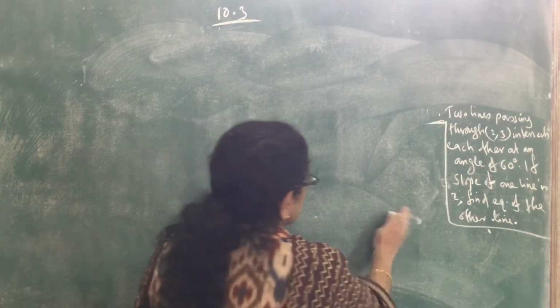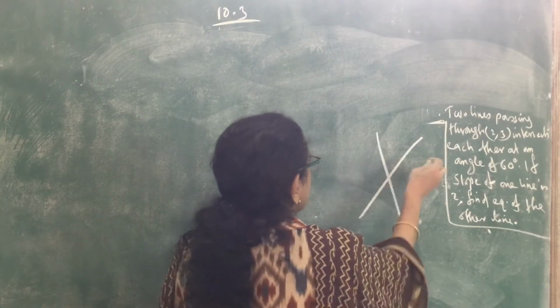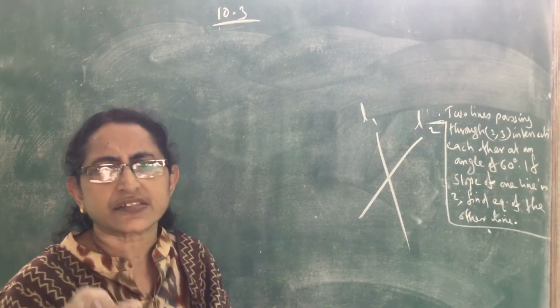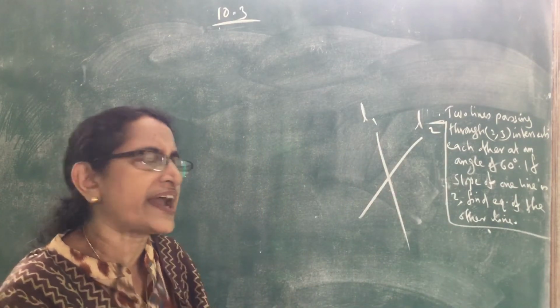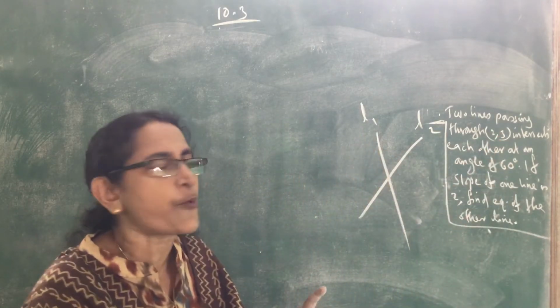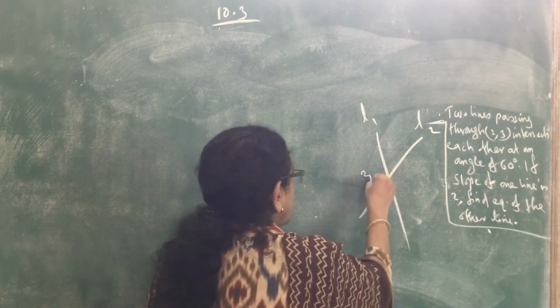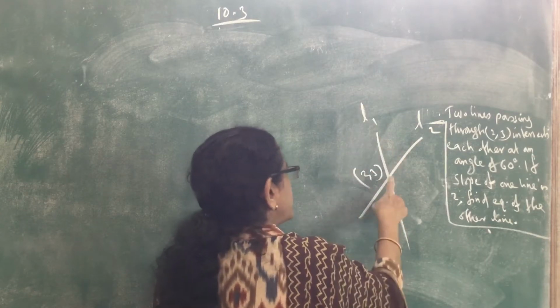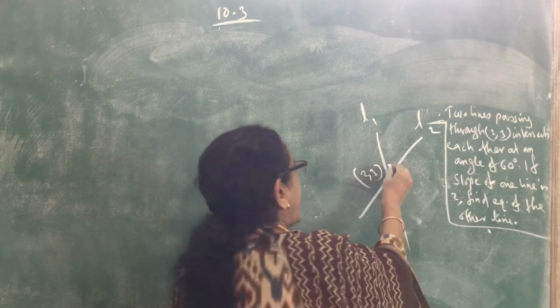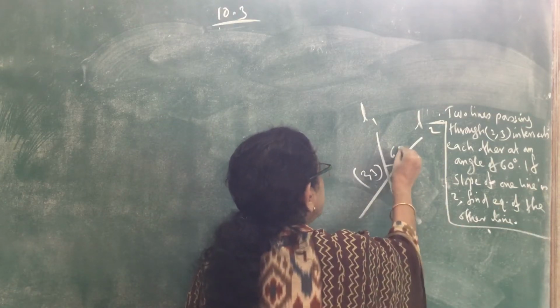So two lines, these are the lines L1 and L2, and given that two lines pass through (2, 3). Both the lines pass through the point (2, 3), that means that point is the intersection point. Both the lines passing through this (2, 3) intersect each other at an angle of 60 degrees. Therefore, the angle between these two lines is 60 degrees.